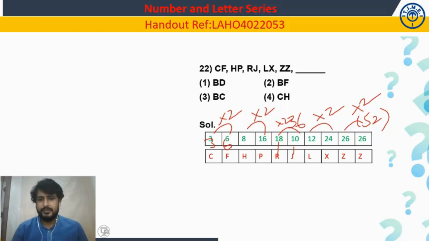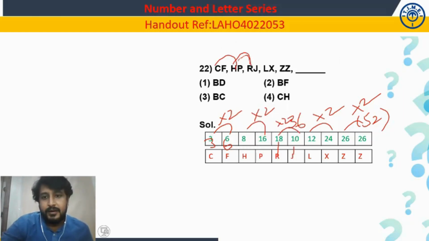Into 2 is the logic. But we need to find out what the next pair is, right? That is also important for us, to identify the next pair. How to identify the next pair? Okay. Now, here identify the logic in each group separately. First letters. What are the first letters? C, H, R, L, Z, right?